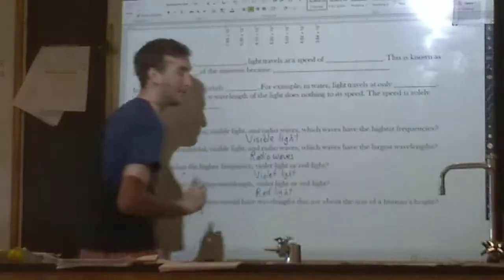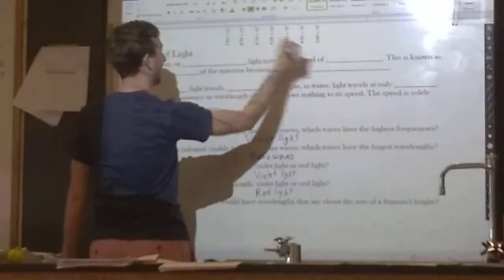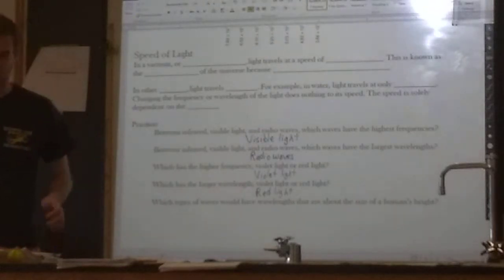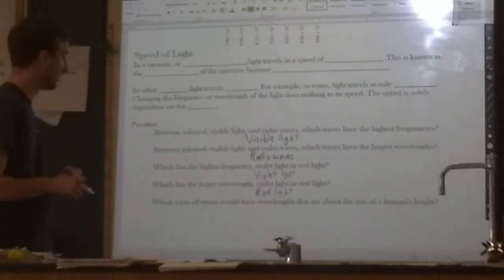This is why in a rainbow the red is always on the outside, okay? The red is always up here, the violet's down here. It's because it has a larger wavelength, okay? I won't get into exactly why that correlates to rainbows, but that is the reason.